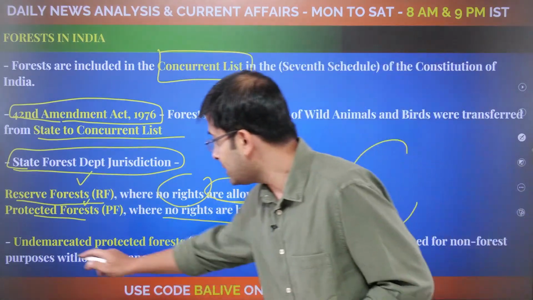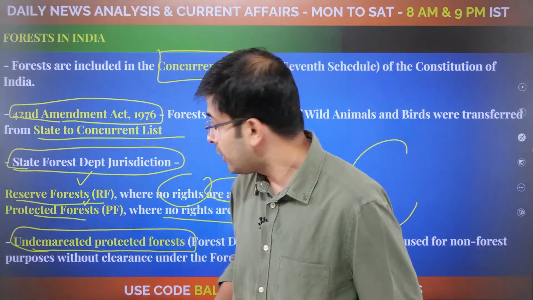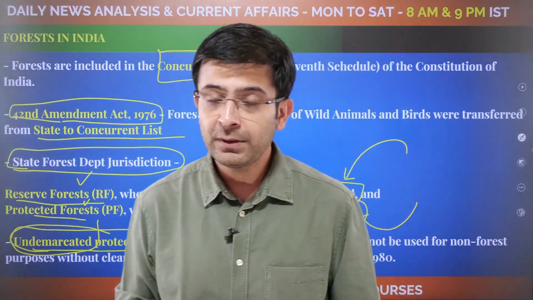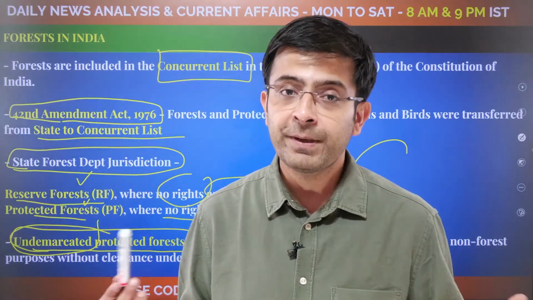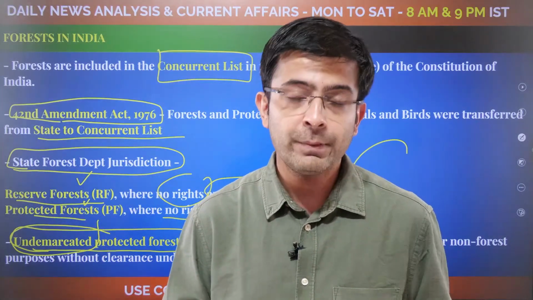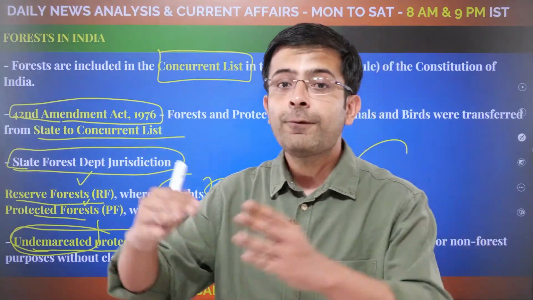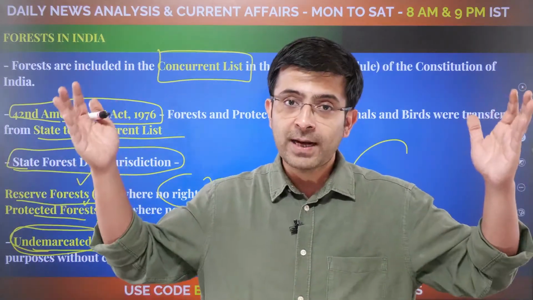Now the third one, that is undemarcated protected forest. Now the problem with this is undemarcated, which means there is no demarcation. The boundaries are not clear. Now this becomes a source of contention between the Forest Department and the Revenue Department. Who controls that particular area? Because eventually it's about forest land. It's about land and the resources that grow on it.